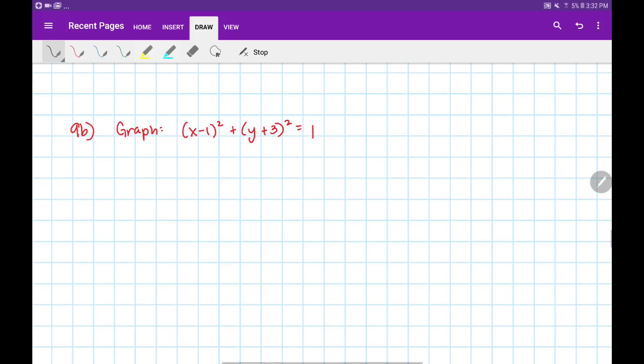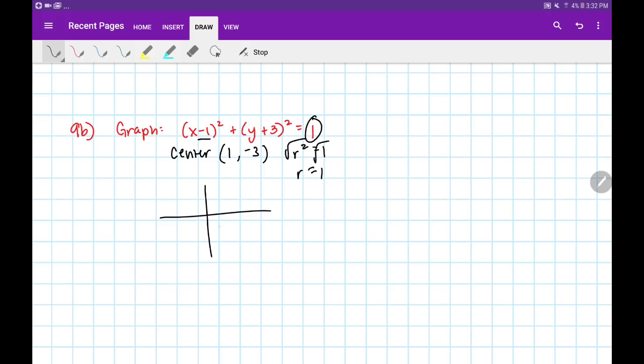Number 9, again, find the center. So flip that, it becomes a positive 1. Flip the y, it becomes a negative 3. And for your radius, remember your radius squared equals 1. So take the square root. Square root of 1 is 1. So we go to 1, negative 3. Go up 1, over 1 in every direction. We have a tiny little circle.